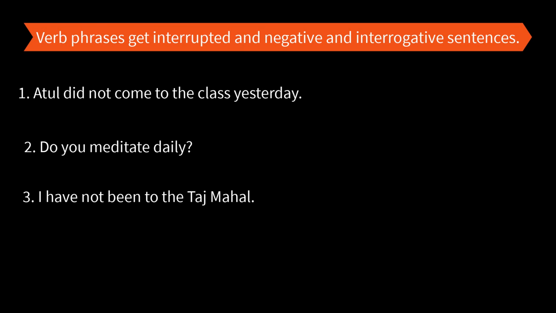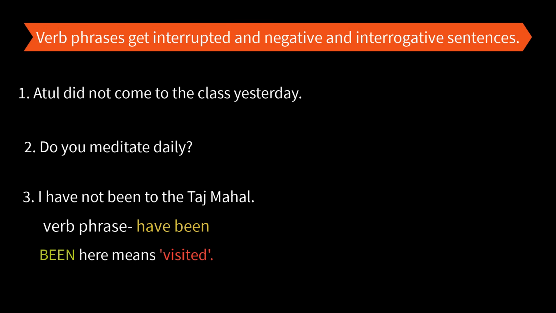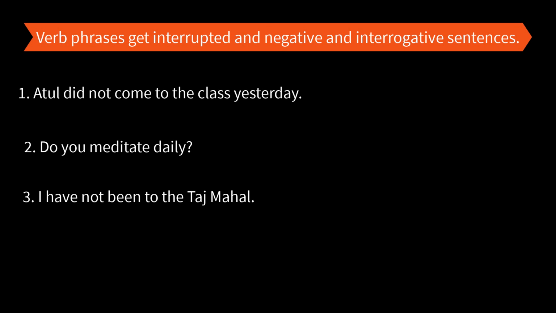I have not been to the Taj Mahal. So in this example, the verb phrase is have been. Been here means visited. All right. So have been is the verb phrase which is getting interrupted by the word not, which is coming in between the verb phrase have been, have not been, right? So sometimes our verb phrases get interrupted in negative and interrogative sentences.